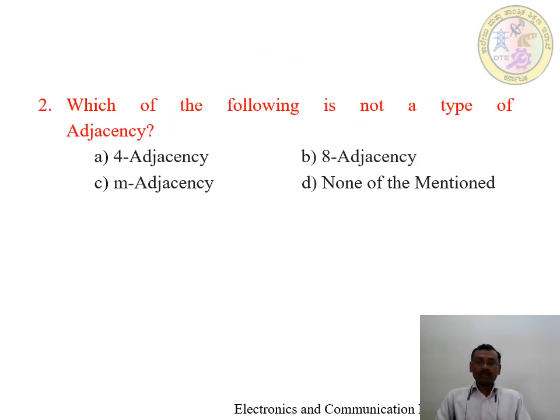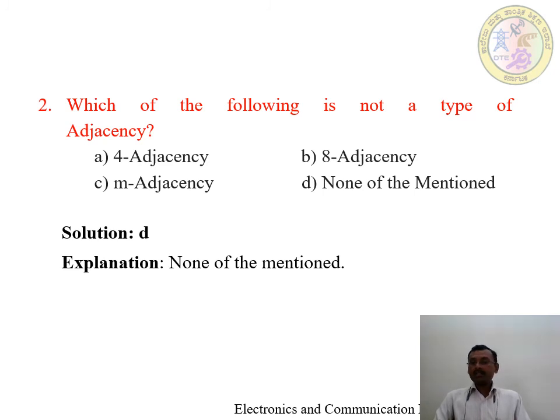Question number 2. Which of the following is not a type of adjacency? 4 adjacency, 8 adjacency, M adjacency, none of the mentioned. The answer is D, that is none of the mentioned. All are types of adjacency.